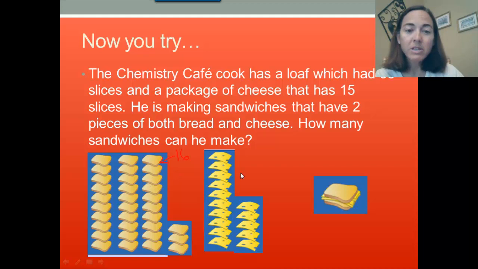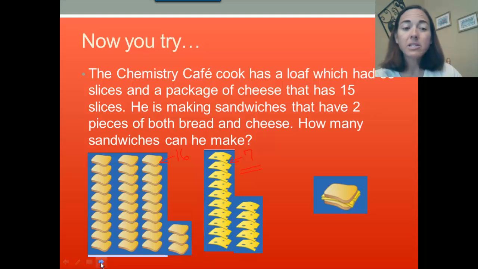This recipe says that every sandwich needs 2 slices of cheese, and he has 15, so that would give me 7.5 sandwiches. But remember, no halves, so I think you can make 7 sandwiches from the cheese. Again, I'm going to go with the smaller answer. You should be able to make 7 sandwiches using this recipe before you run out of any one of those ingredients. Now I know those are both kitchen examples.